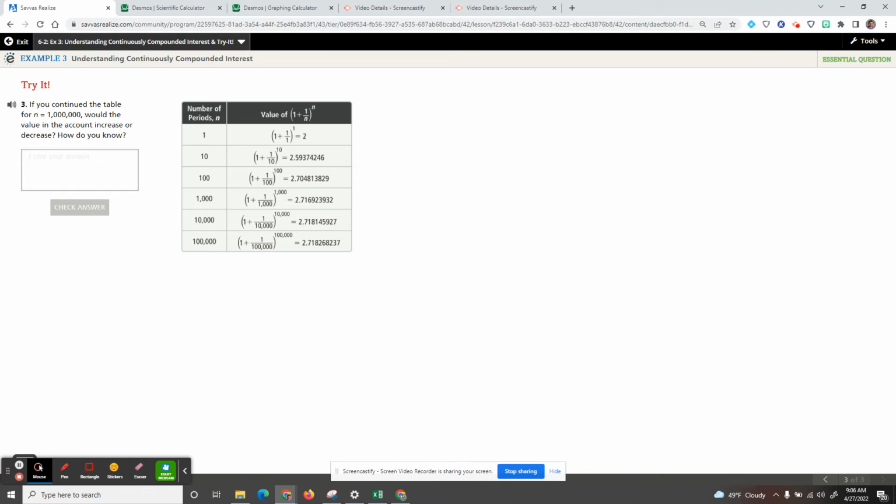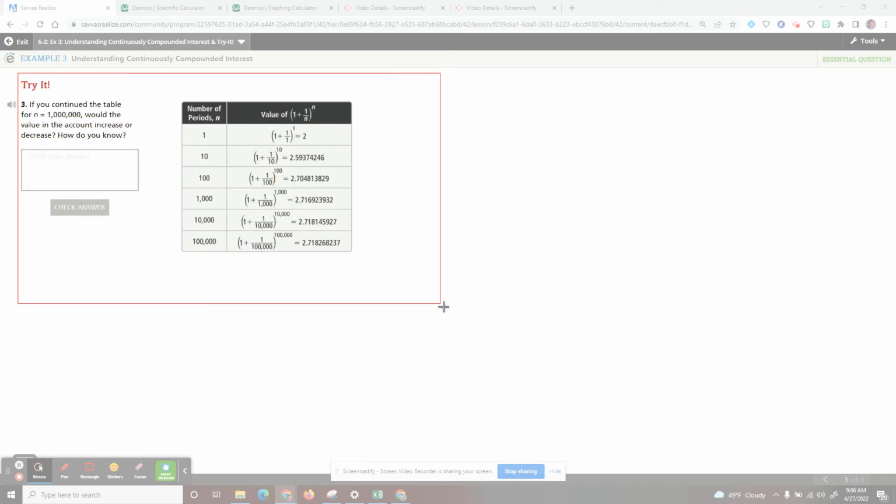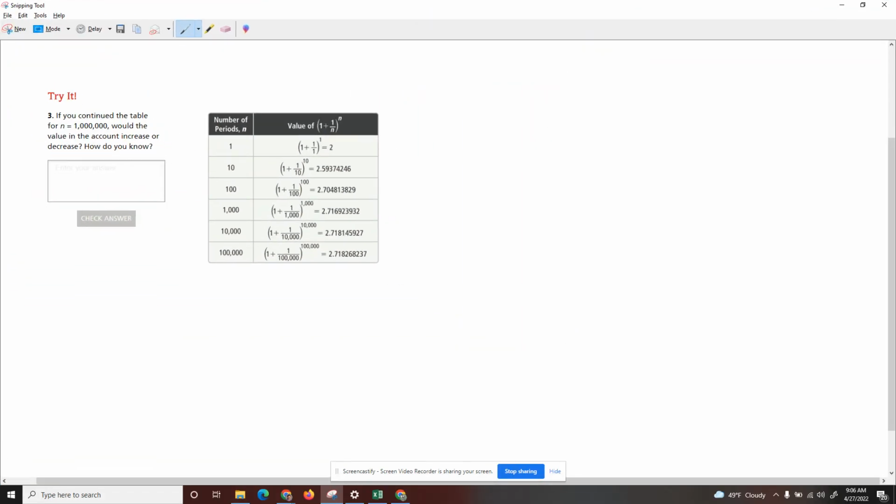So what we're going to do, well, we're going to use 1 million as your value of N. Is that going to increase or decrease the amount? Well, if you just look at the pattern, these numbers keep increasing, right? It's never going to curve back down. So it's not going to decrease. Would the amount in the account increase? Yes, but only a tiny bit. So let's actually calculate that. You can use a scientific calculator. So here, well, let's write it out first. Then I can go over how to put it in the calculator as well.